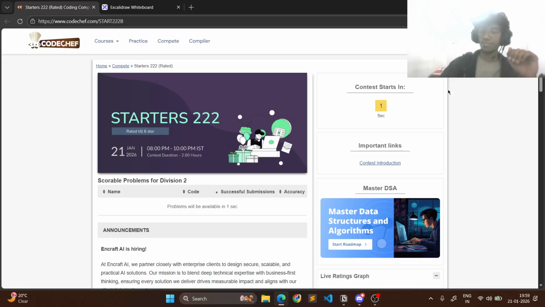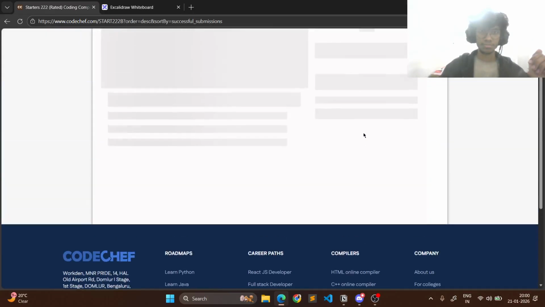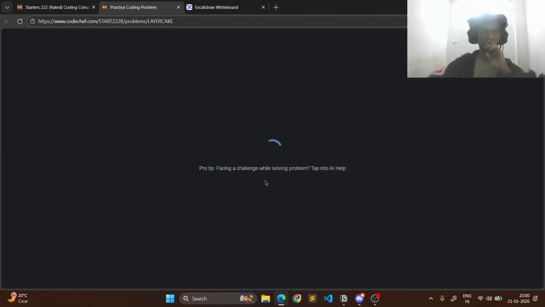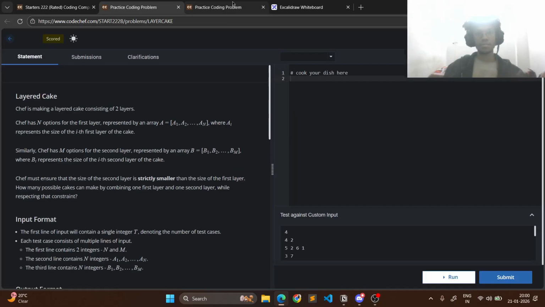Alright, here we go. Layered Cake. Lately, I've seen that these platforms are taking a while to load. I don't know why. Okay.